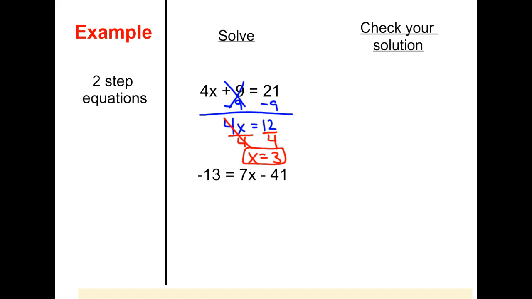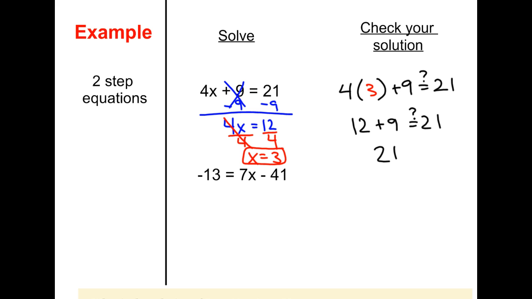Let's plug it in to see if we did that correctly. The way we plug it in is we take our 4 times, now we put our 3 in, plus 9. Does that equal 21? Well, let's simplify this as we go. So 4 times 3 is 12, plus 9, does that equal 21? Well, I think we all can see that yes, indeed, 12 plus 9 equals 21, which does equal 21. Check. Our answer works. Perfect.